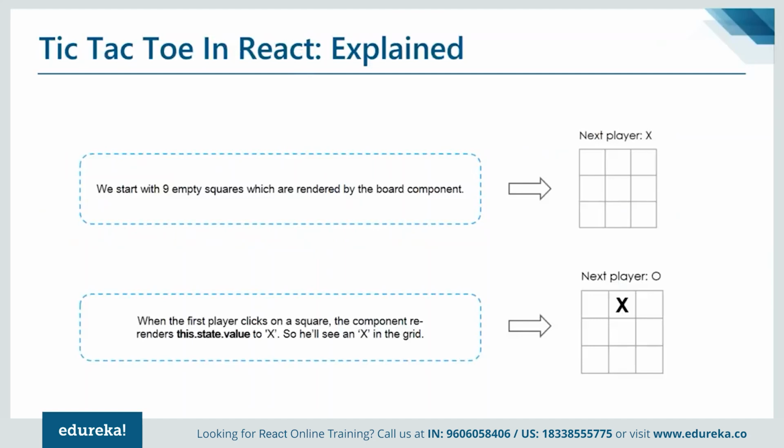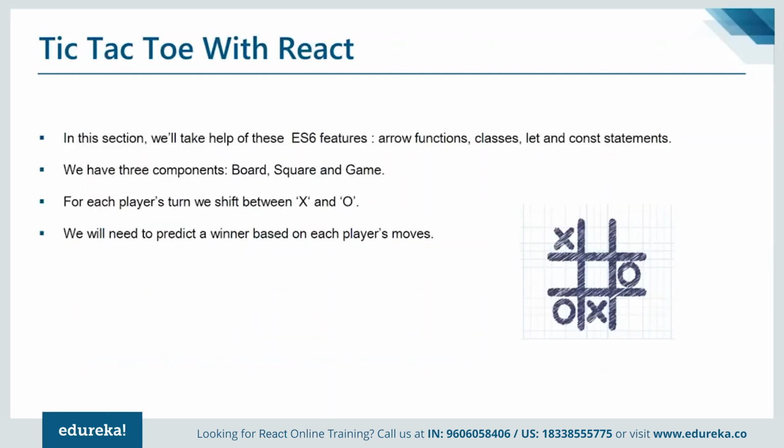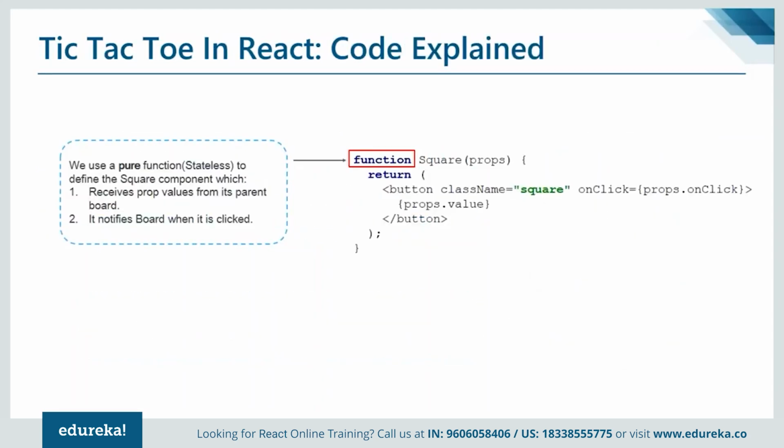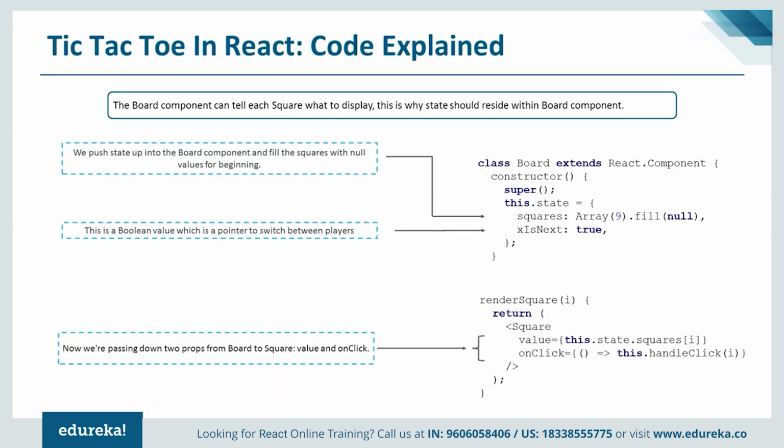So we'll start with the 9 empty squares which are rendered by the board component, because there are three components, as I said, board, square, and game, to display this Tic Tac Toe program. We have used a pure function, which is stateless, the square function, which we'll see in the demo just after this, and which receives the prop values from its parent, the board. The parent of the square is the board, and the square notifies the board when it is clicked. The board component tells each square what to display. That is why the state resides within the board component.